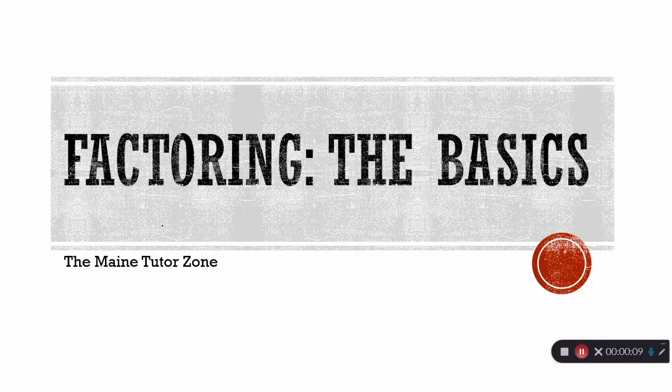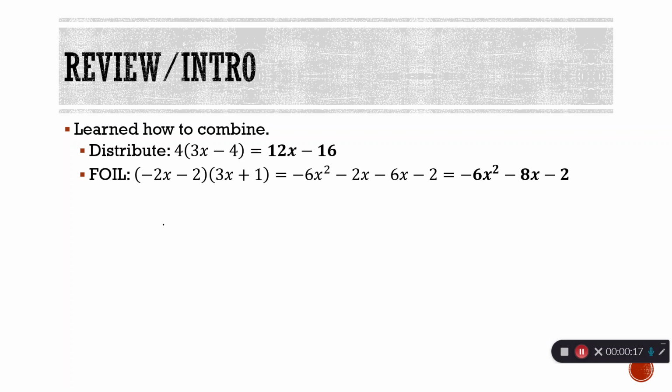Today we're going to be going over the basics of factoring. So just a review and an intro. You guys know how to combine, okay? So you know how to distribute. So 4 times 3x is 12x, and 4 times negative 4 is negative 16. You guys know how to FOIL too.